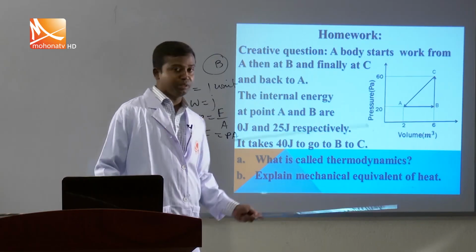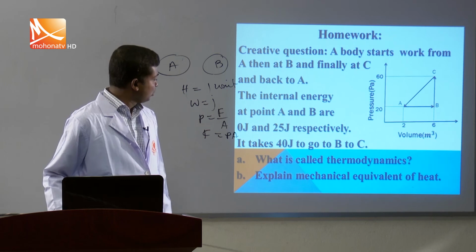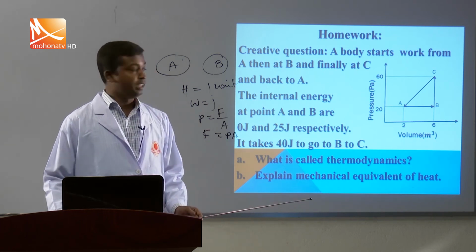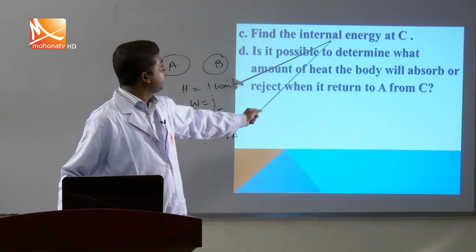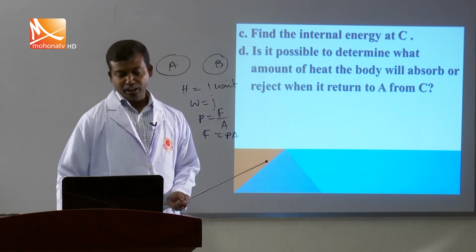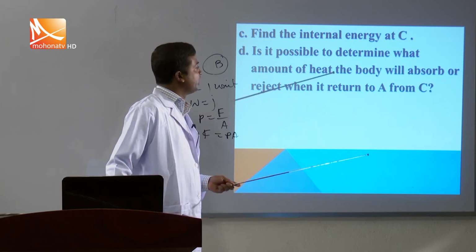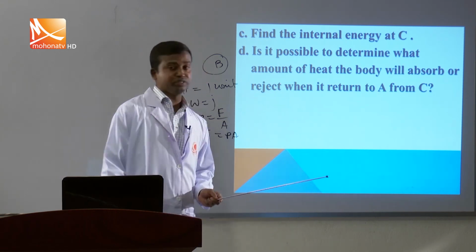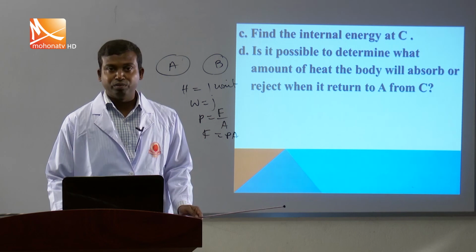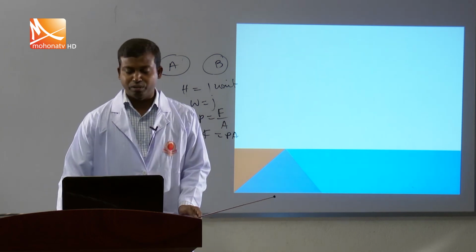Number 1, what are thermodynamic properties, which you have learned. Number 2, the mechanical equivalent, which we have already done. And this problem asks you to calculate the internal energy at point C. And D, is it possible to determine what amount of heat the body will absorb when it returns from A to C? So it is a simple problem for you, try your best to do the problem.